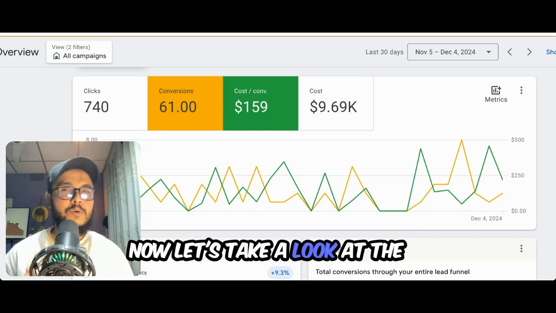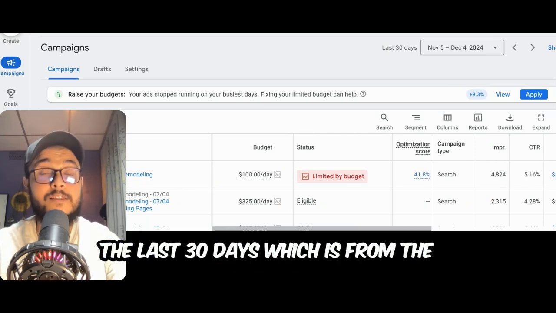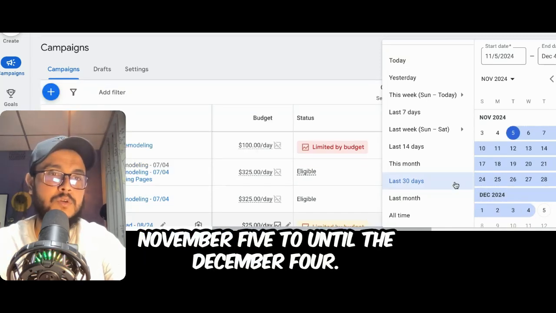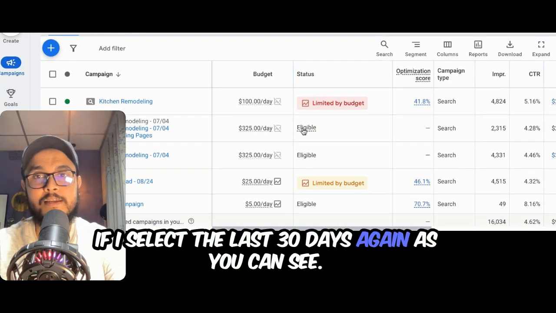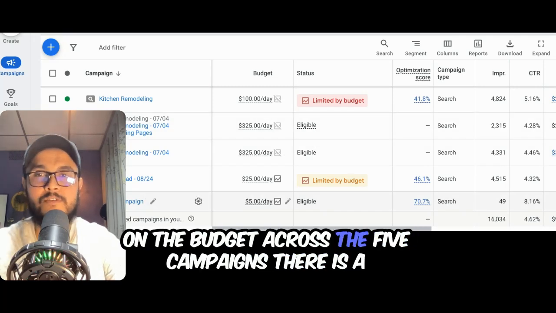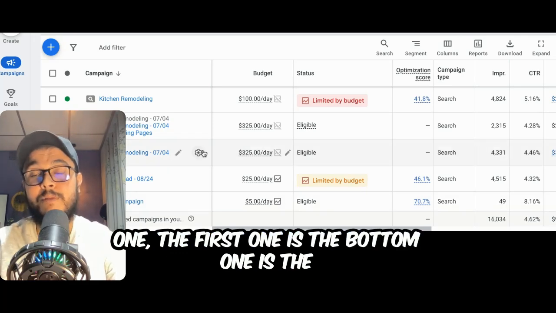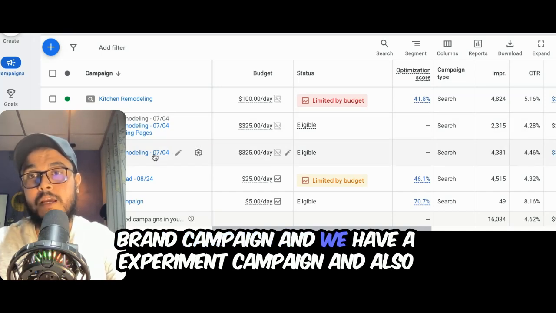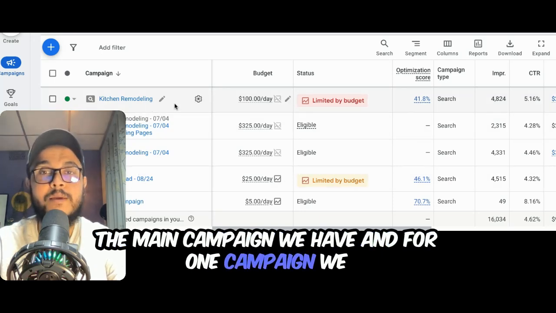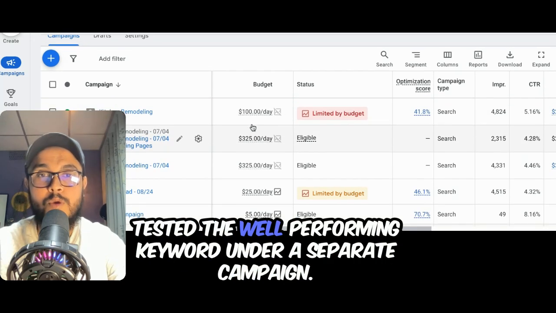Now, let's take a look at the data from the Google Ads dashboard. For this case study video, we have selected the last 30 days, from November 5 until December 4. We have a very large budget, and we distributed the budget across five campaigns. The bottom one is the brand campaign, and we have an experiment campaign and also the main campaign.